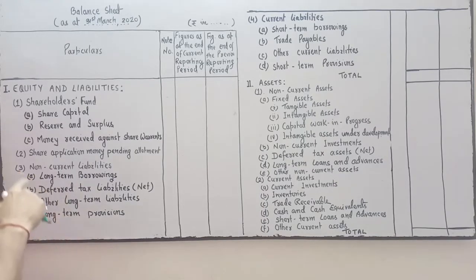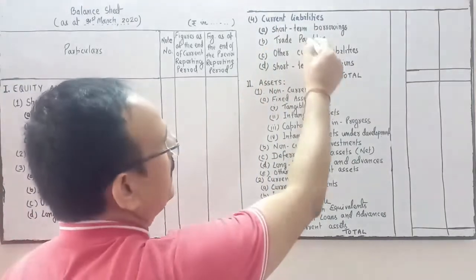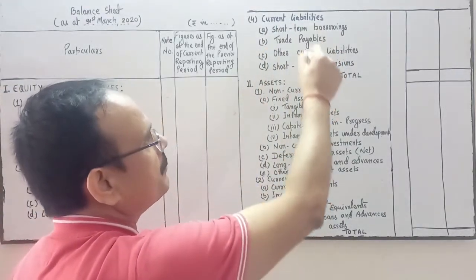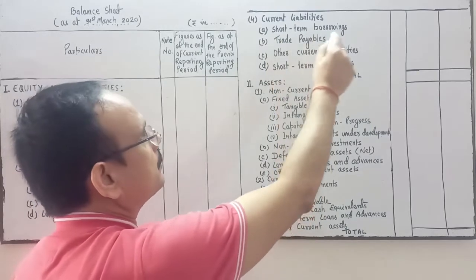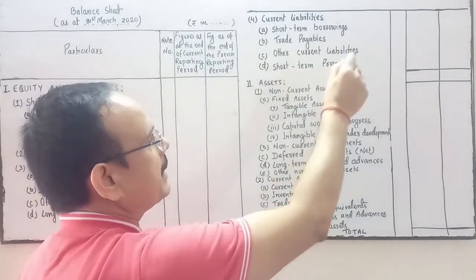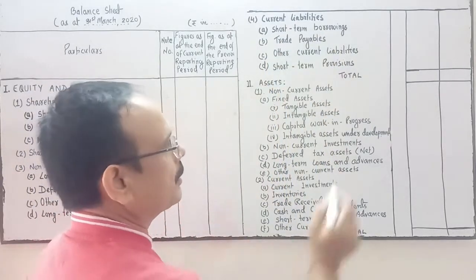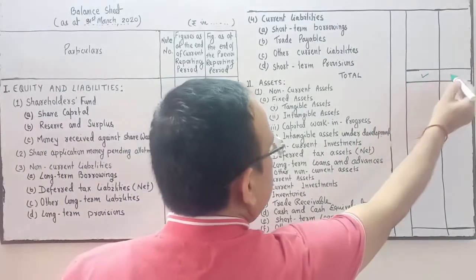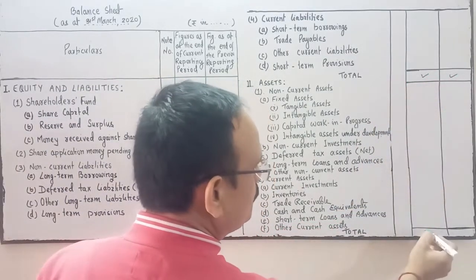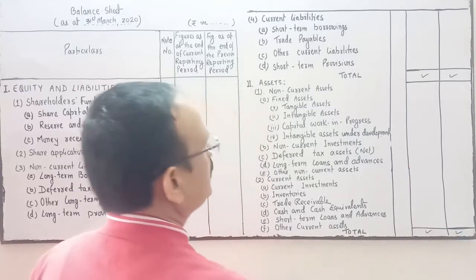No, this will be in the same sequence. Current liability will be under the same sequence. These 4 items will be in the same sequence: short-term borrowings, trade payables, other current liability, and short-term provisions. Now the total is here. You do the total of all liabilities. Here you do the total of all assets.